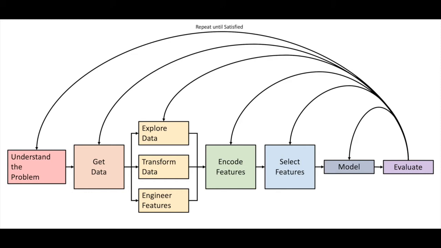Number four, I put this separately as encode your features. This could be one-hot encoding for binary features or ordinal encoding, whatever it might be. I think you should encode them after you've explored everything, and we'll look at how I do that.